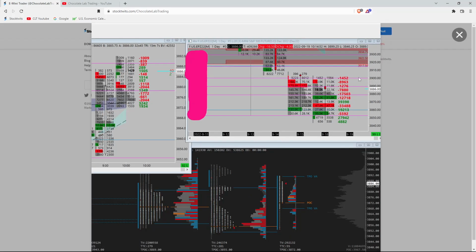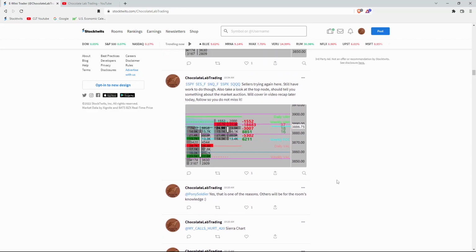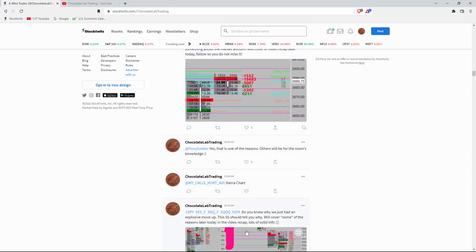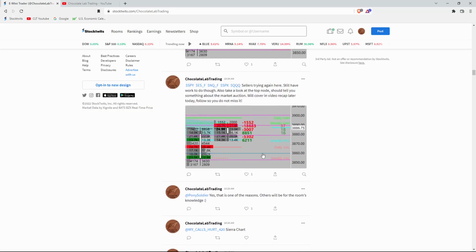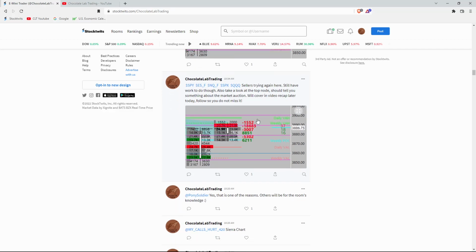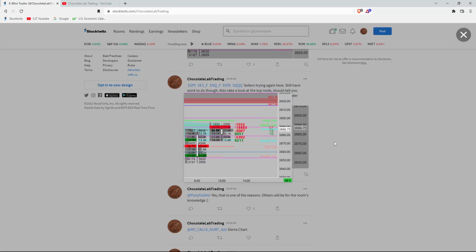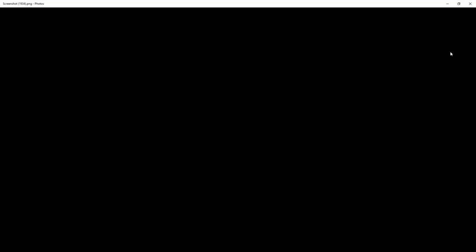And then that is some of the reasons, and then there's other reasons that we could take from the TPO. But again, the more advanced topics, not only from TPO but for footprint too, will be discussed and taught in the room. Sellers trying again here, still have work to do. Also look at the tape on the top node, should tell you something about the market auction. Alright, what are we seeing in that photo?